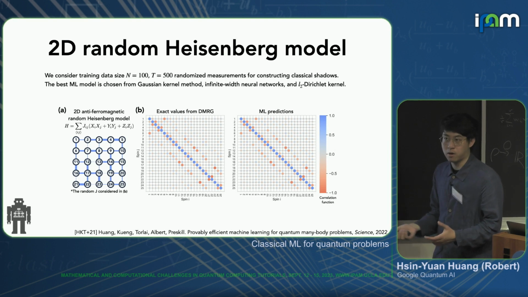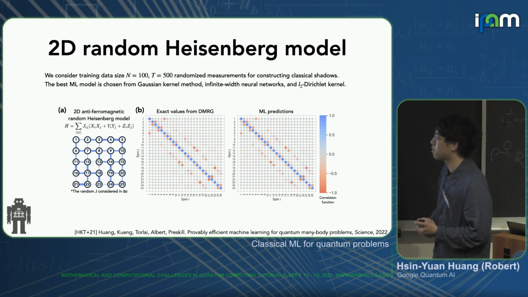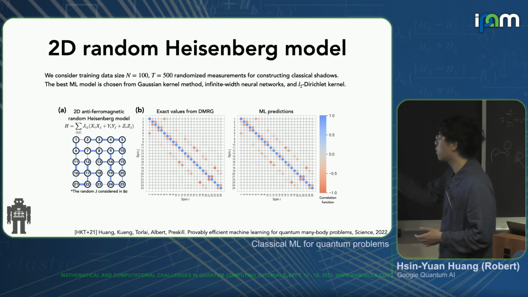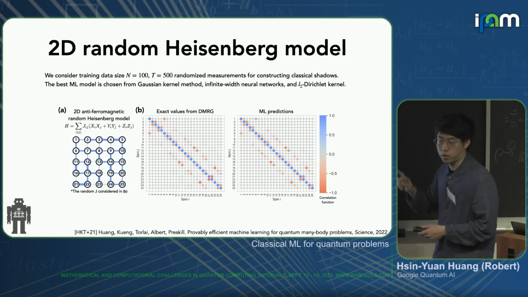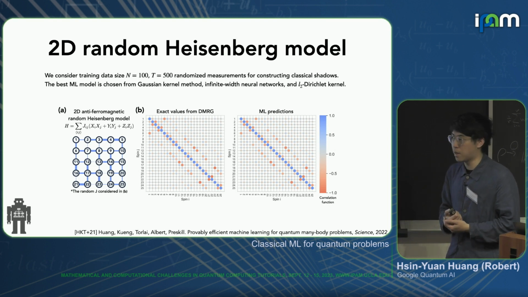On the other hand, this ML algorithm is almost linear time, and we can see that the prediction from the ML algorithm is visually indistinguishable from DMRG. Here what we're predicting is the two-point correlation function in the ground state of this 2D random Heisenberg model.